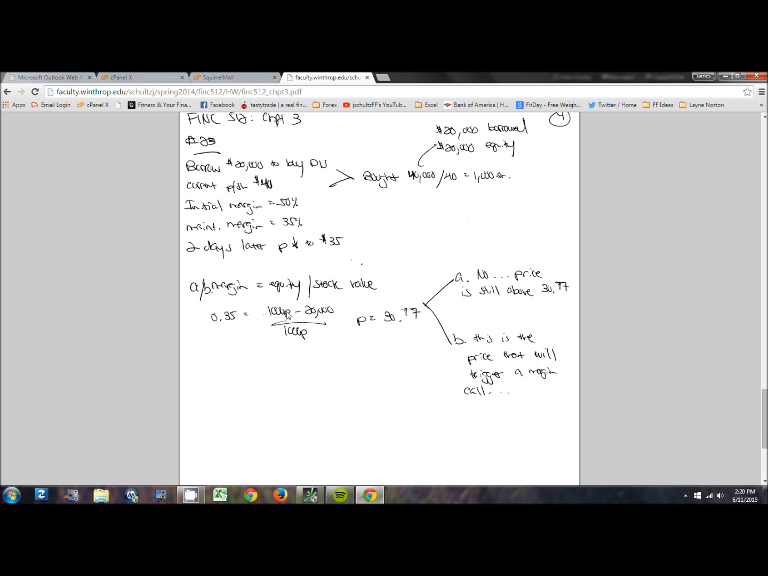Now remember, I'm trying to solve for P, right? I want to know what is the stock price that's going to be equal to a 35% margin level, right? That's where this 0.35 lines up with the left-hand side of the equation. And then you simply divide that by whatever the stock value is, which again is just 1,000P in this scenario. So if you do the math, if you cross multiply and then collect your P's, you get P is equal to $30.77.